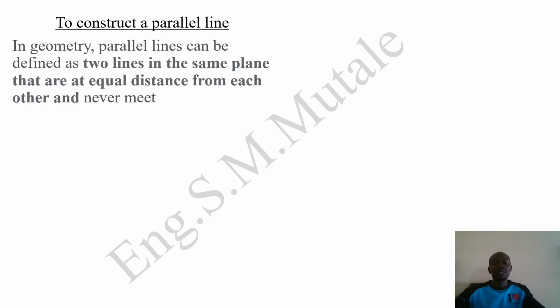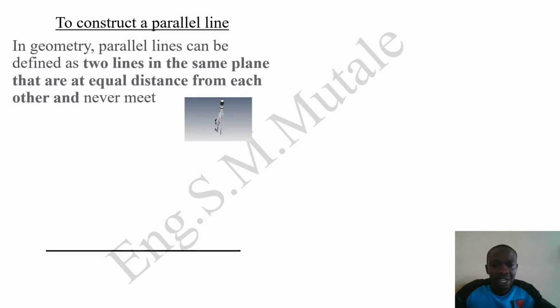So we start with the first one, which is to construct parallel lines. Parallel lines are basically two lines which do not meet and they are displaced at an equal distance. So for example, when you're given a line AB like this one, we want to construct a line which is parallel to this one.